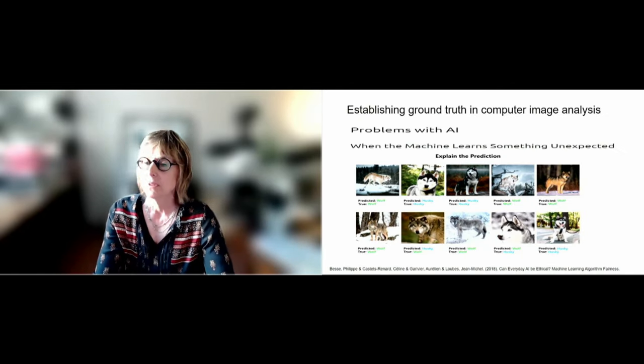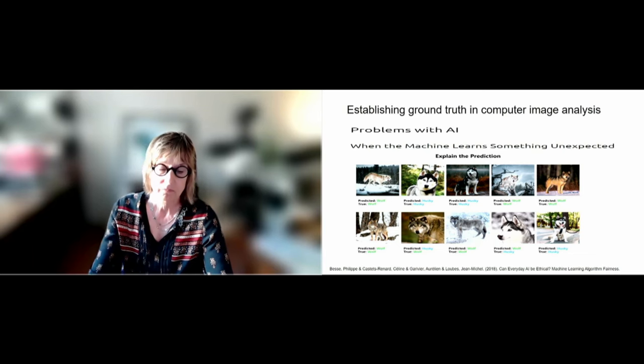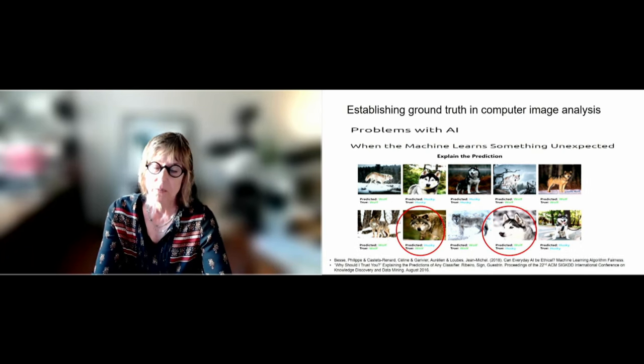Establishing ground truth in computer image analysis. Many of you may be familiar with this famous algorithm that was built to use image analysis to distinguish wolves from huskies. This image analysis program worked well. As seen here, only 2 of the 10 images were incorrectly classified.